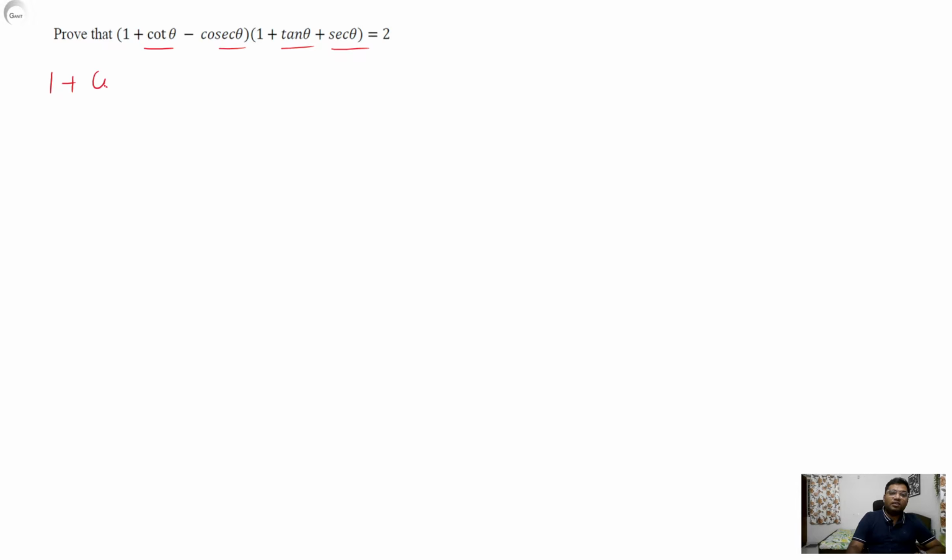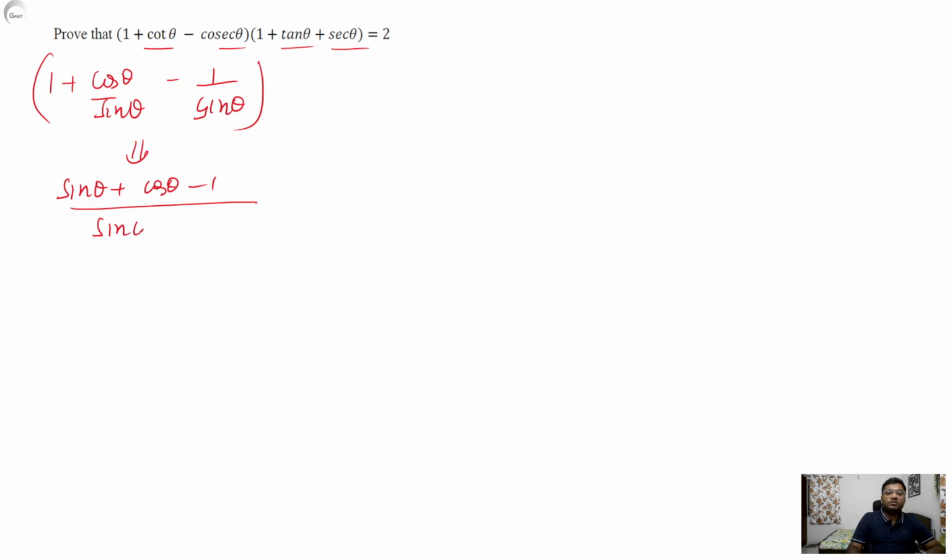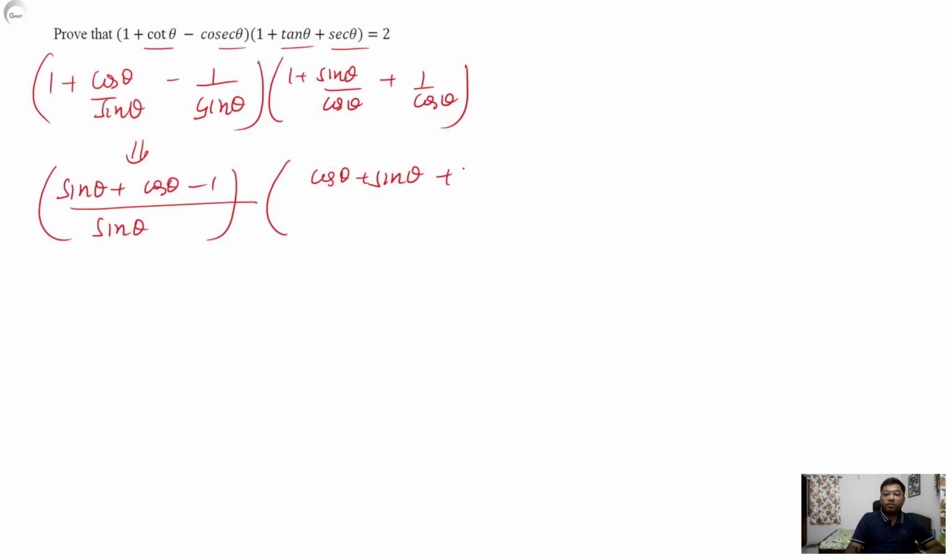So cot theta can be written as cos theta by sine theta. I hope you will all agree to that. Cosec theta can be written as 1 by sine theta. That's the approach I'm going to take. I'm going to simplify this bracket further. If I take the LCM, I'll get sine plus cos minus 1 by sine theta. That's my first bracket. Second bracket, 1 plus sine theta by cos theta plus 1 by cos theta, which gives me cos theta plus sine theta plus 1 by cos theta.